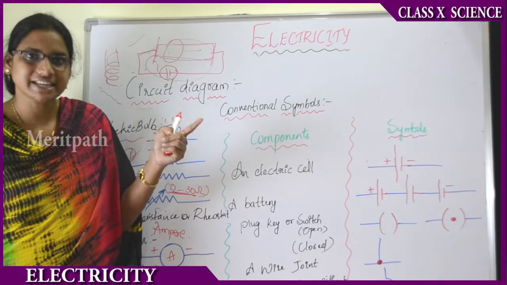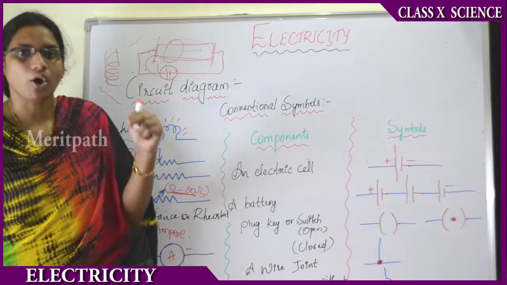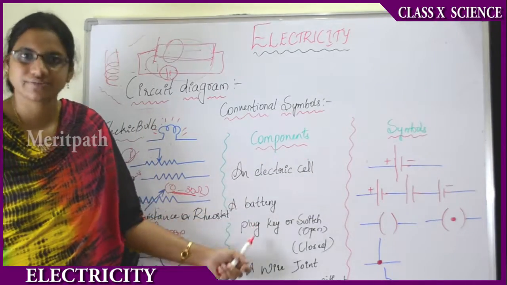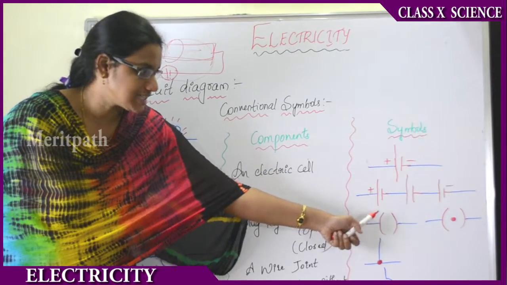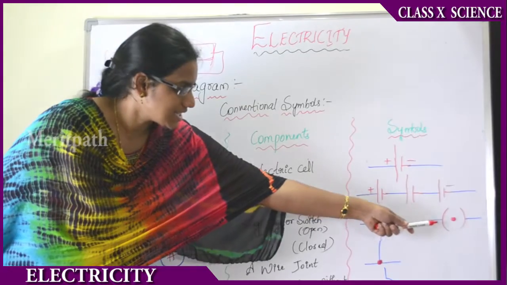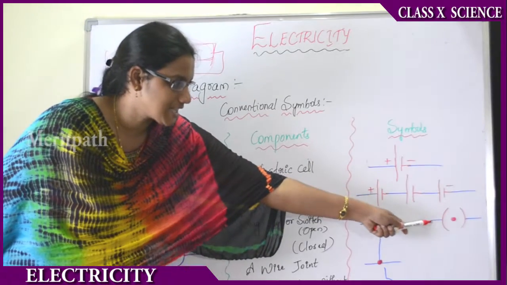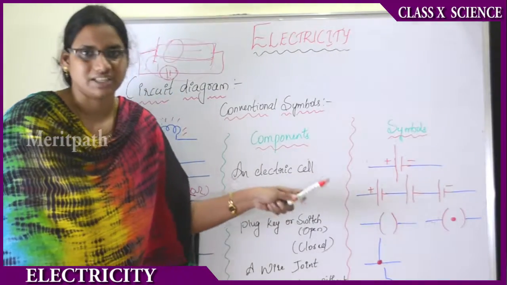So we will be considering the off position of a switch as open switch and the on position of a switch as closed switch. So here the open switch has no dot inside, and the closed switch will have a dot inside. That means it is in the working condition, that is the current flows through the switch.